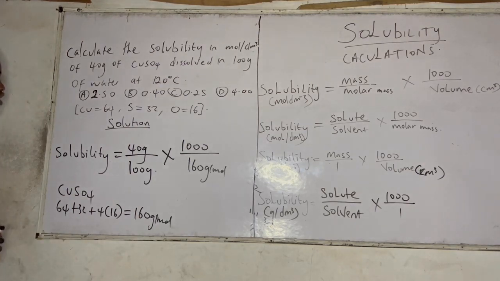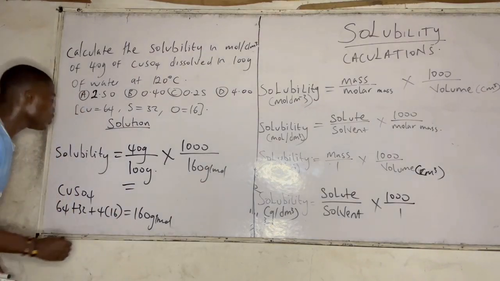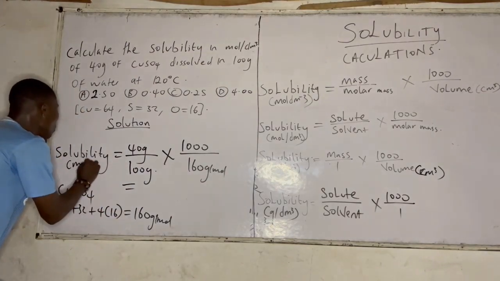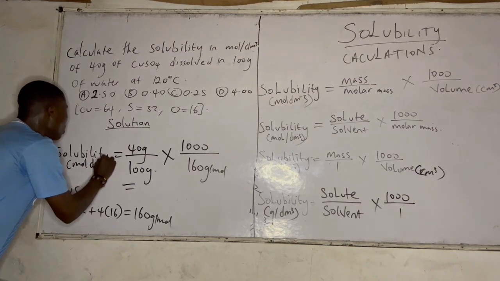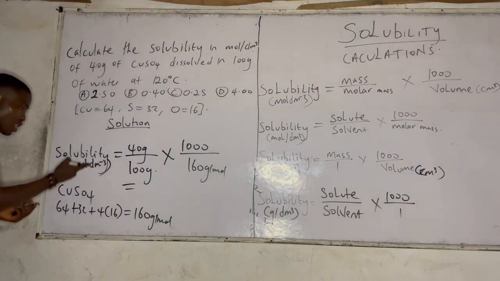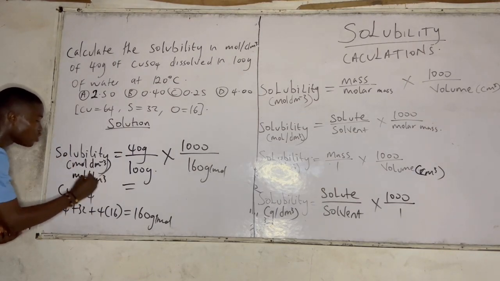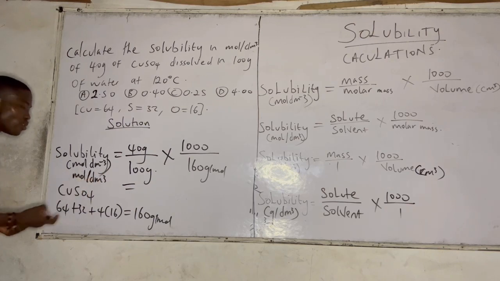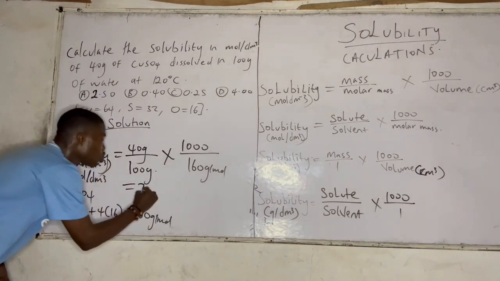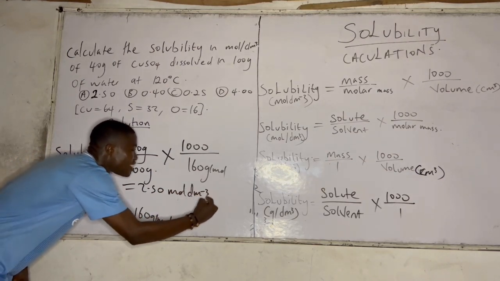Very brilliant. So on dividing, using your calculator, you observe that the solubility in moles per dm³ can be written either this way or as mole dm⁻³. For those of you confused, you just put the minus in the power. So it's going to be 2.50 mole per dm³. That's simple.